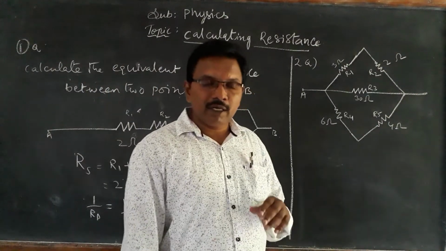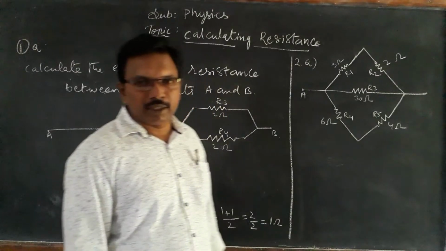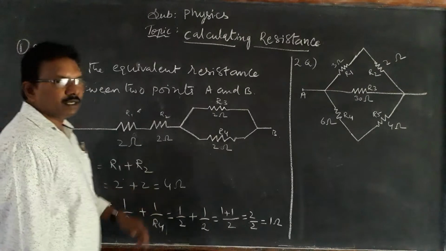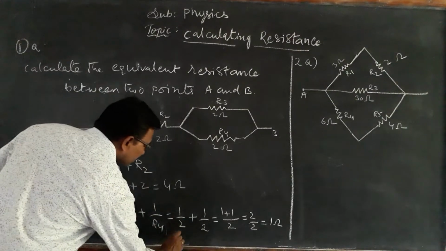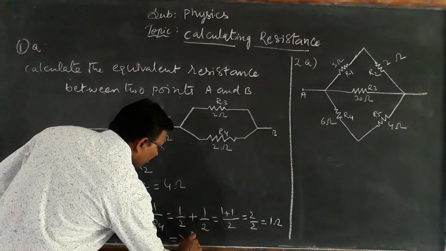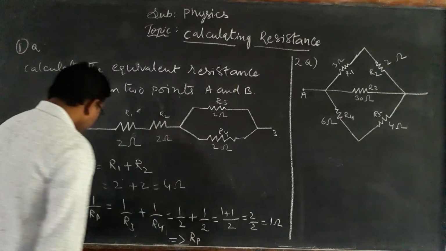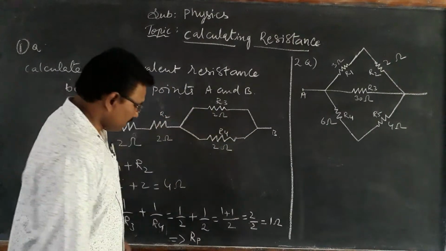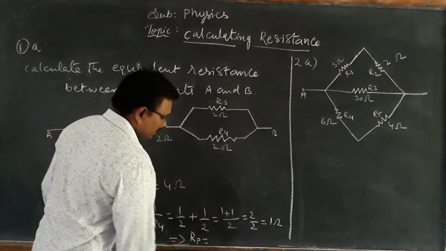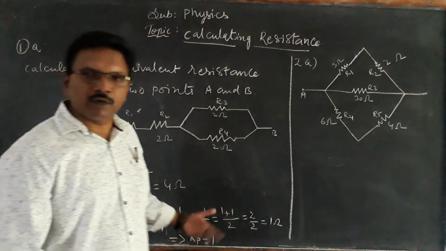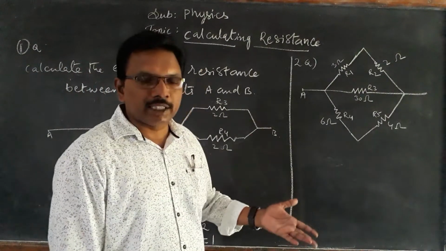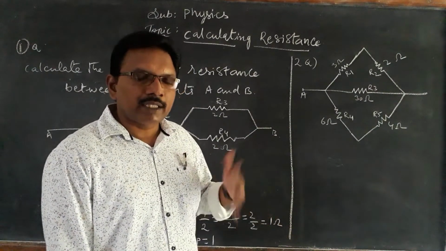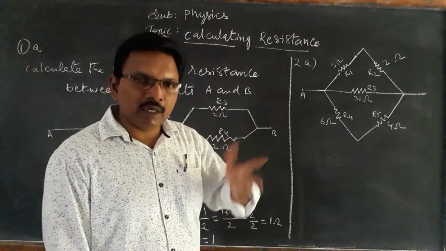We don't have a direct formula for RP, resistance in parallel. So the total resistance of the parallel resistors is equal to the reciprocal of 1. Reciprocal of 1 is 1 only. If it is 1 by 2, the reciprocal is 2 by 1. If it is 1 by 3, the reciprocal is 3 by 1. Like that, you take the reciprocal of the fraction.